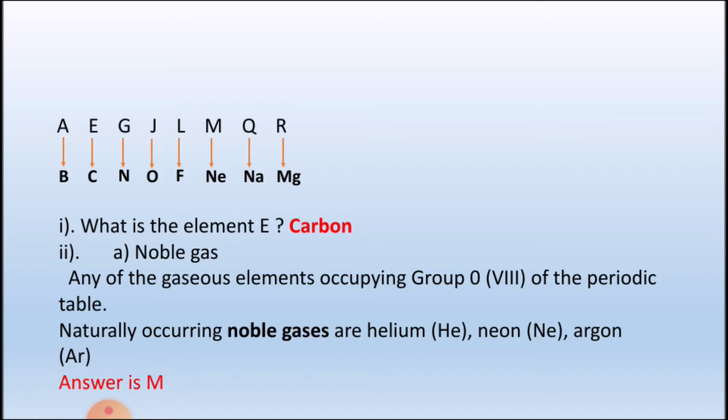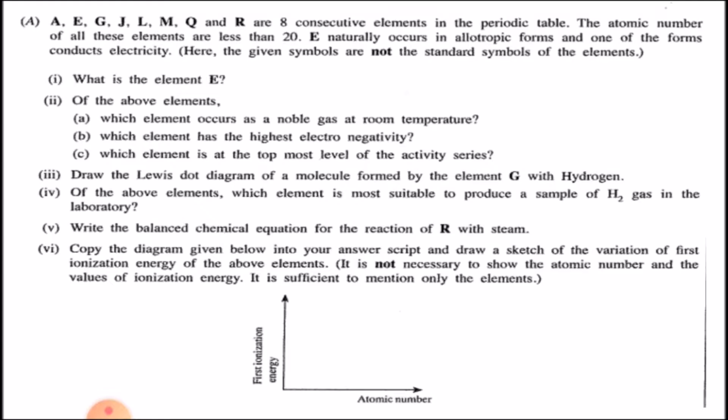A noble gas is any of the gaseous elements occupying group 8 or group 0 of the periodic table. So naturally, from the first 20 elements, helium, neon and argon are noble gases.